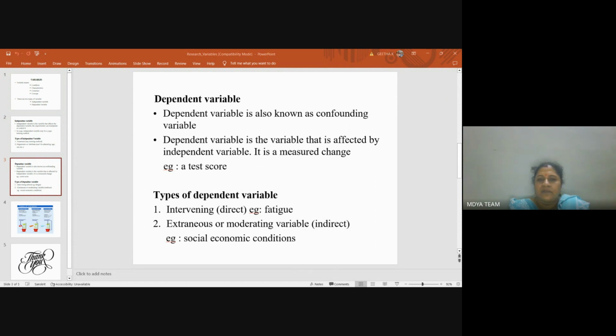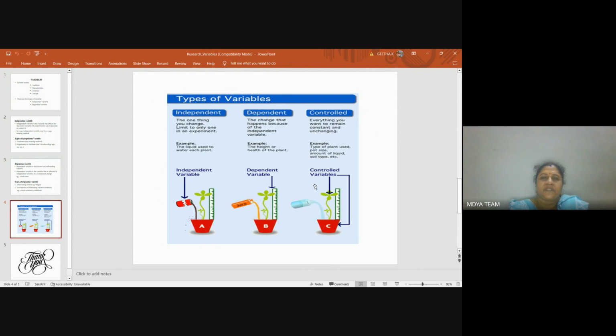Another thing, just to make you understand, is a simple graphical representation. What are the types of variable? The independent variable is the one thing that you change, limited to only one, in an experiment. For example, the liquid used to water the plant, the same example that Rajeshwari ji gave. The dependent variable is the change that happened because of the independent variable. When you pour water, naturally your plants get healthy.